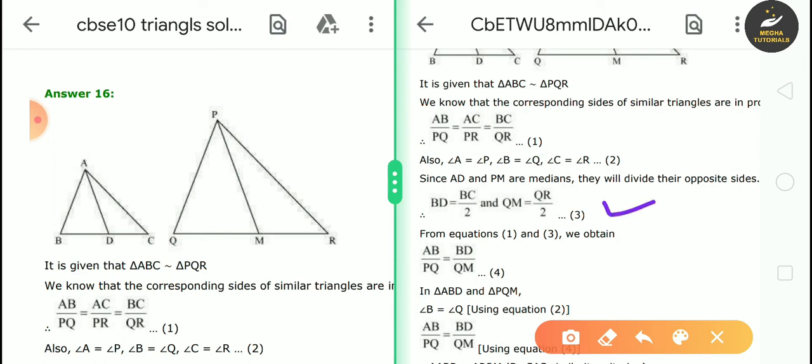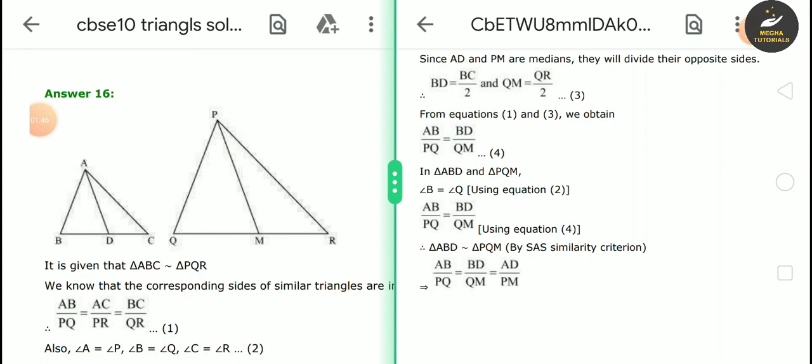So let's go ahead. From equation 1 and 3 we can write AB upon PQ is equal to BD upon QM. That is equation 4. They have considered AB upon PQ and BC upon QR. Instead of BC upon QR we can write BD upon QM. Therefore we got equation 4 as AB upon PQ is equal to BD upon QM. So consider this equation 4.